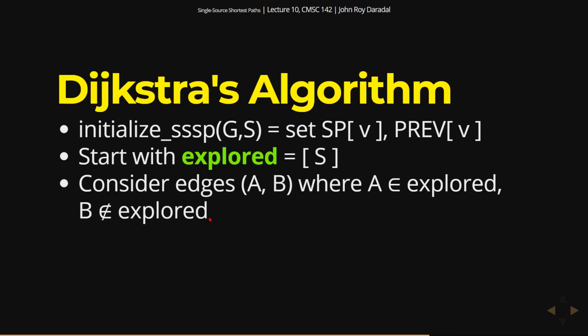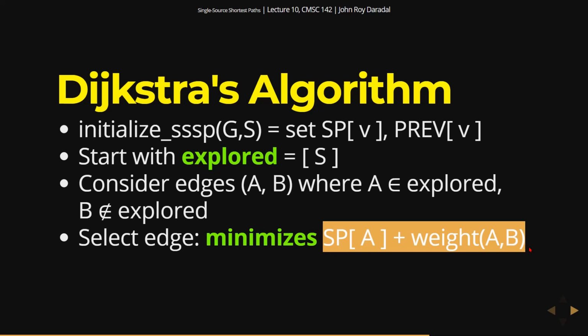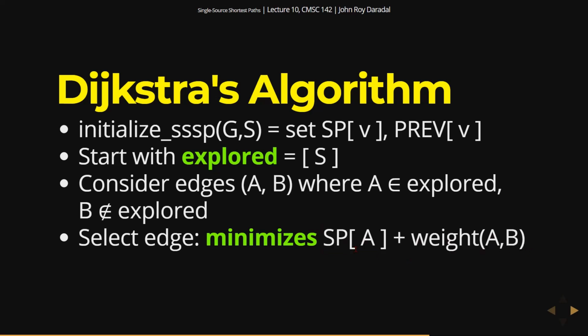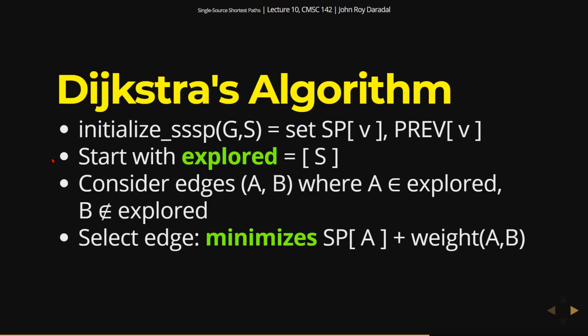And then after that, out of those edges, we will select the edge that minimizes this equation: the shortest path of A plus the weight of the edge AB. So how will that look? Going back to our example, for ST that would be 0 plus 10, because the shortest path currently of the source vertex is 0, plus the weight of the edge, which is 10. So that is 10 for ST. And for SY, the same thing, 0 plus 5, so SY's score would be 5. So we'll choose the minimum, and the minimum is 5. That is how we will select each edge at each iteration.